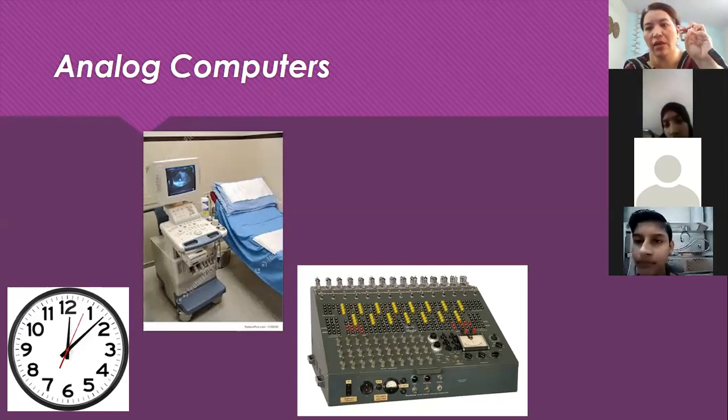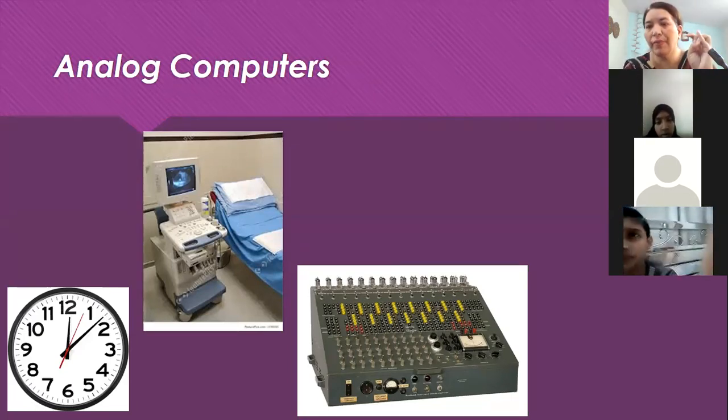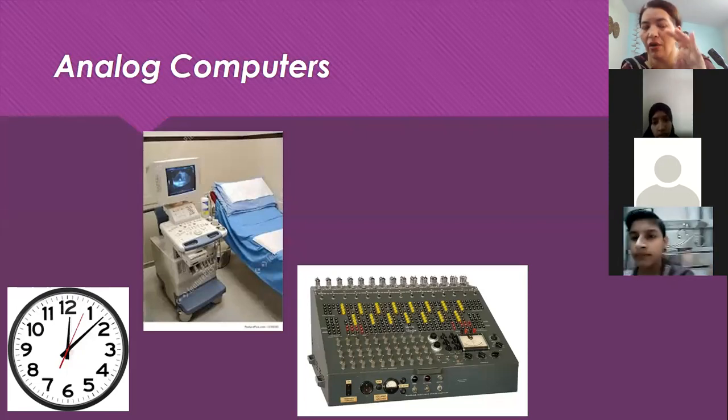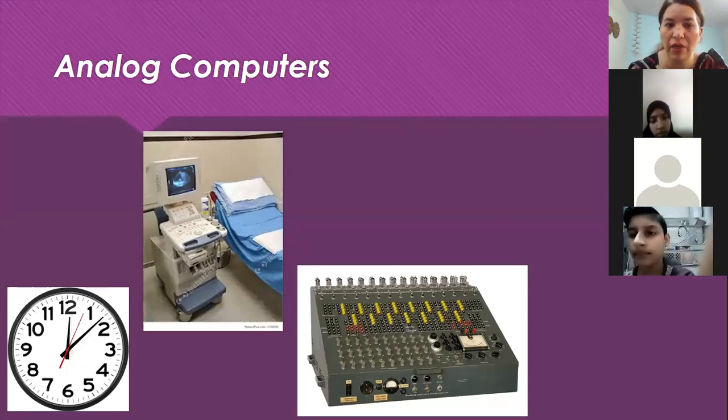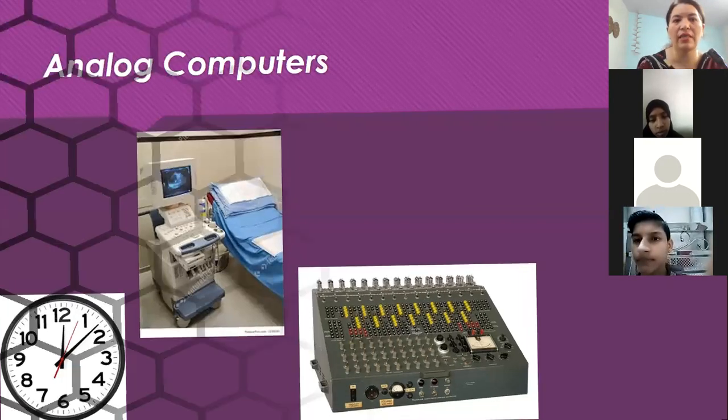The voltage controller at your home, the speed controller in your car, and the speedometer in your bike are also examples of analog systems. Okay. After analog, let's come towards the digital side.